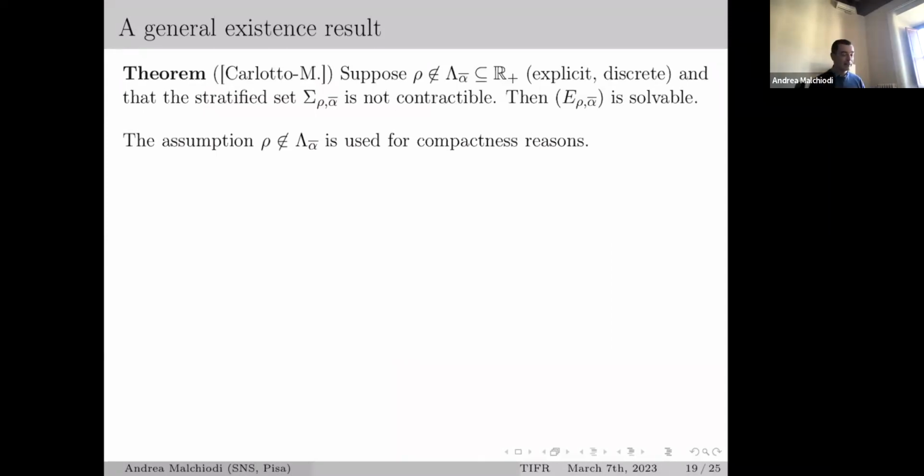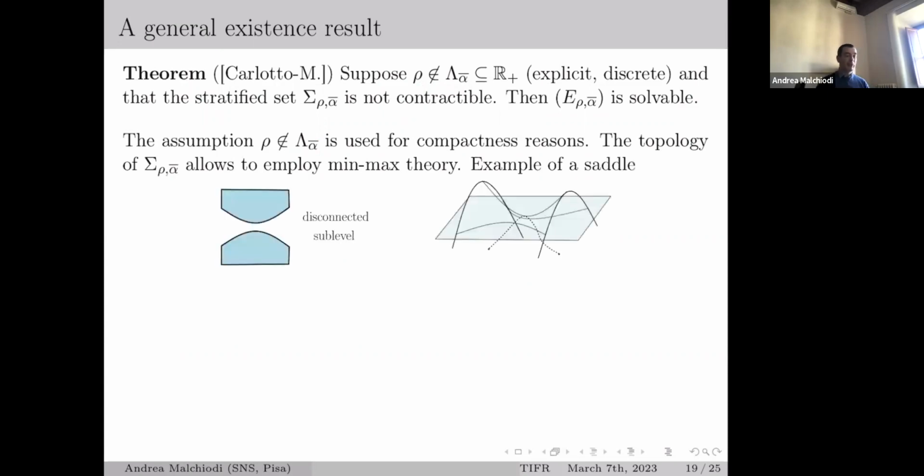As I said, for this condition I don't even write the explicit form of lambda alpha bar. It's a discrete set in R, and this is used for compactness reasons, to be able to use the variational tools, Morse theory, min-max theory. For example, if you consider a saddle, the classical saddle in R2, what you observe is that when you cross the energy level, there is a change in the topology of the levels. And we have an assumption which more or less matches with this one for the simple case of a saddle.